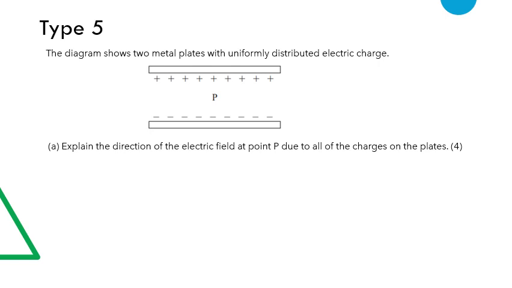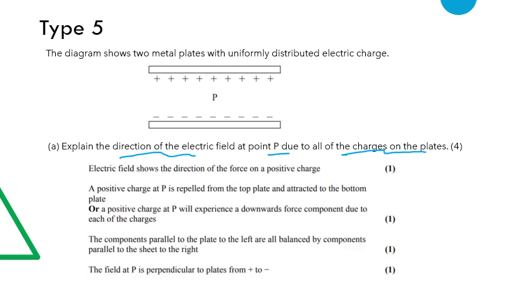This question is based on uniform electric field. Here you are requested to find the direction of electric field at point P due to all the charges on the plates. In this question, I can show you the key points. Remember, electric field shows the direction of force on a positive charge. So if you want to know the direction of electric field at P, assume that we have placed plus 1 coulomb charge at this point.